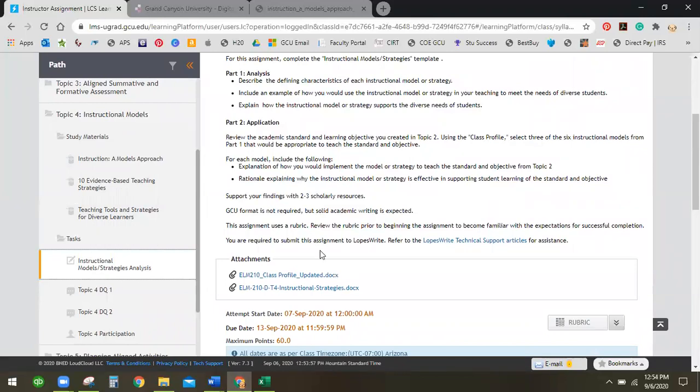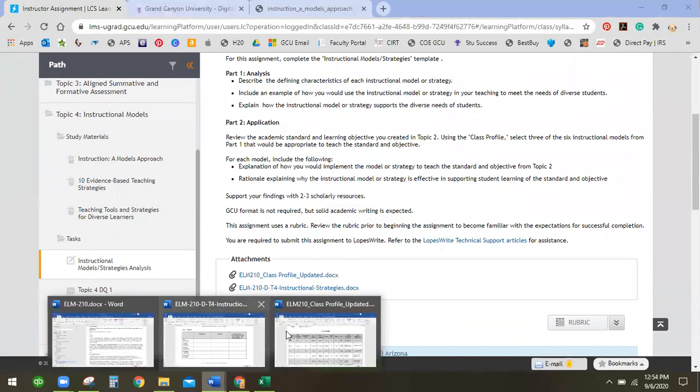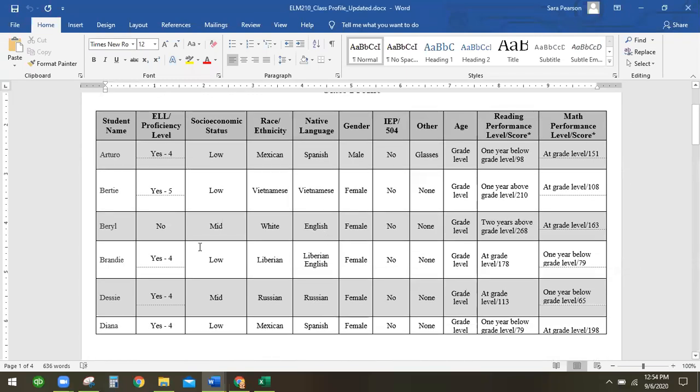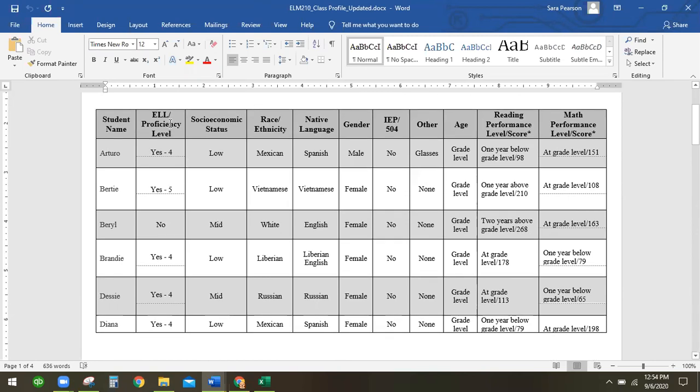So first you'll see that there is a class profile attached with the assignment here. You're going to want to look at this class profile and identify what students are in your class. Let's take a look. So here on the class profile, you'll be looking at a lot of different things. Some of the things you'll notice is ELL proficiency level. This means what level are they still learning English? So yes, they're in ELL and they're at a level 4, level 5, or no, they're not an ELL.